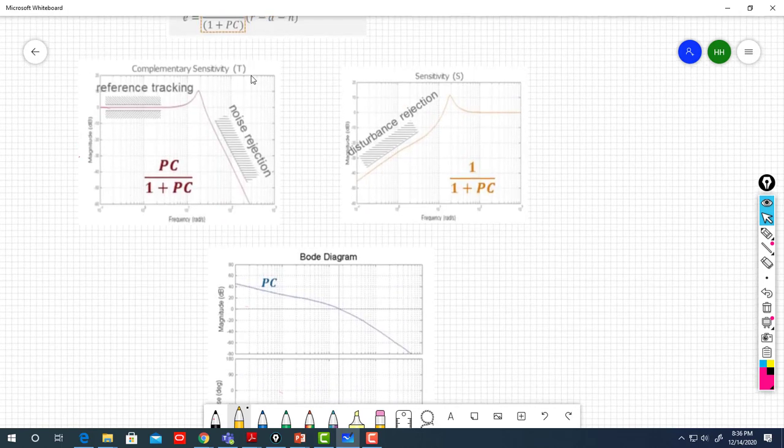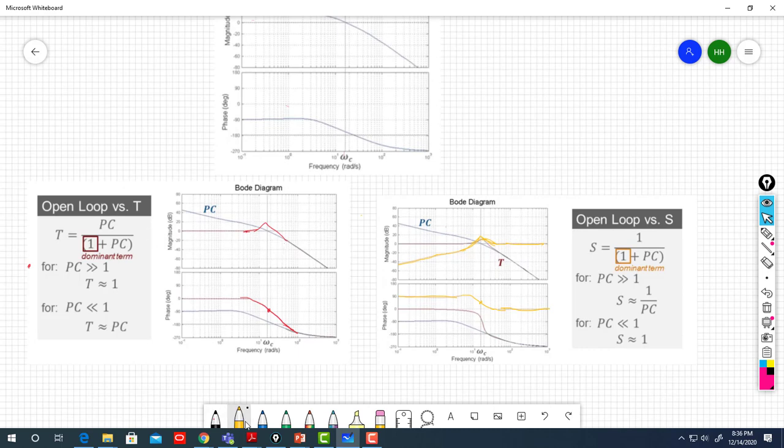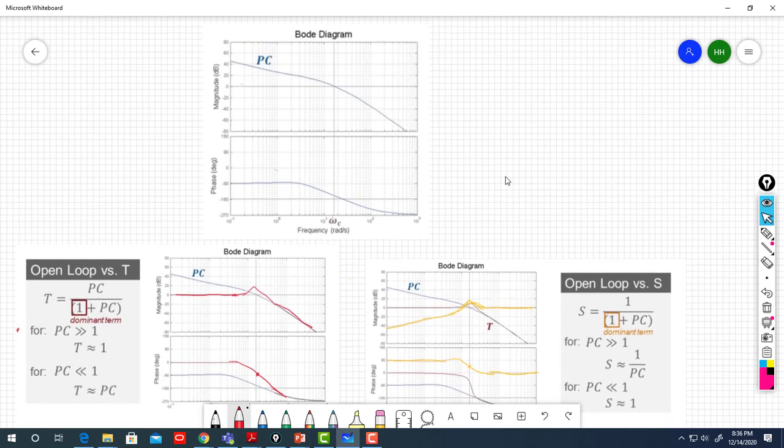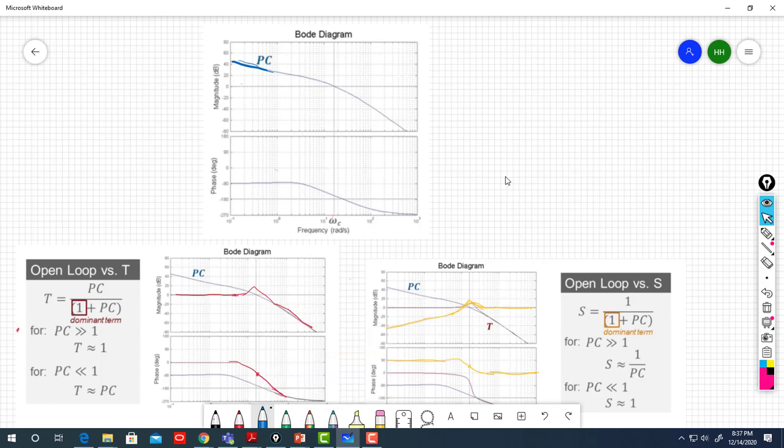So the complementary sensitivity or transmissibility and sensitivity matrix, that's how we desire to have them, to have good reference tracking, good noise rejection, and good disturbance rejection. And if you look at the yellow curve and the red curve, it is somehow as desired. Therefore, we can say this PC that looks like that is a desired shape that I wish to have.